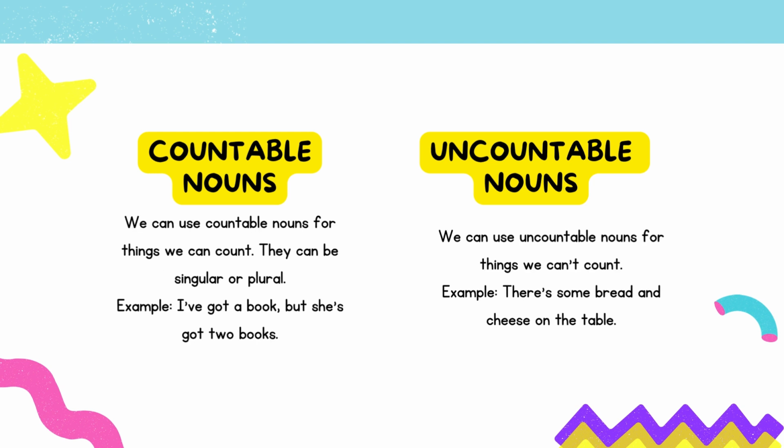Countable nouns. We can use countable nouns for things we can count. They can be singular or plural. Example: I've got a book, but she's got 2 books. Uncountable nouns. We can use uncountable nouns for things we can't count. Example: there's some bread and cheese on the table.